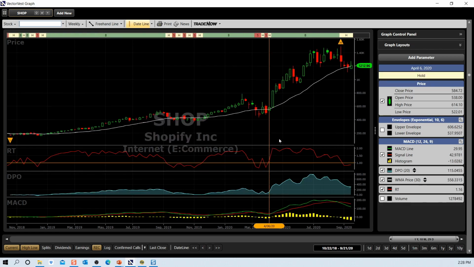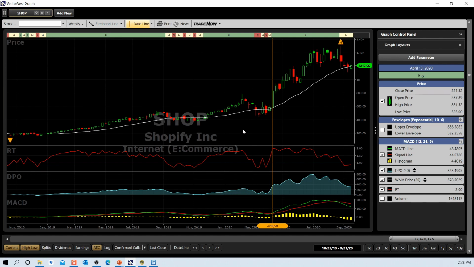Here's Shopify, which is always a bit of a tricky one to trade, I find, but with this layout, when the DPO is rising as it is here, RT crossing above 1 again on the weekly, best fit, very readable graph. Not quite positive on the MACD, but we're close. You could wait for the MACD to also turn positive, and now you've got a great entry at $831, and it got well over 1,000 as we went forward.